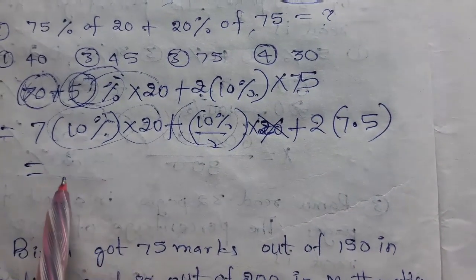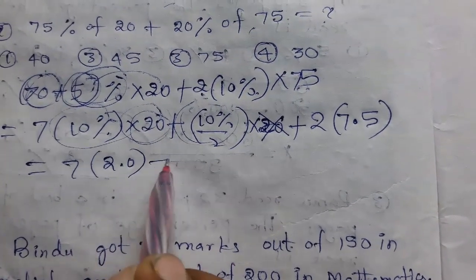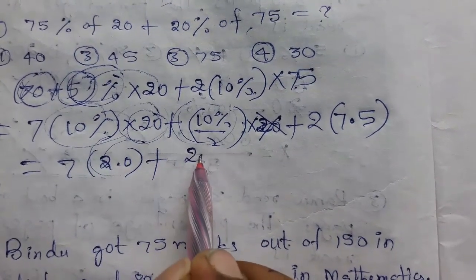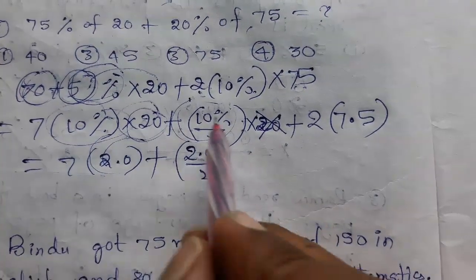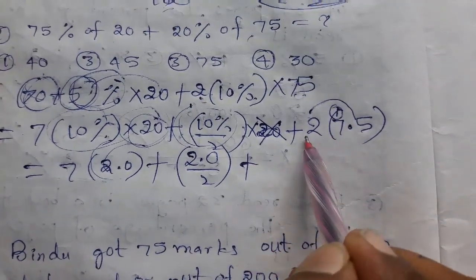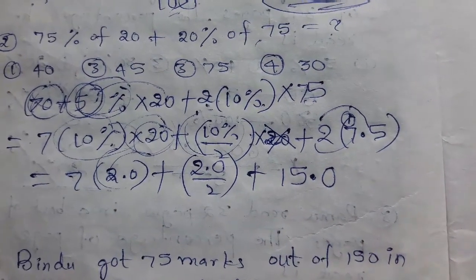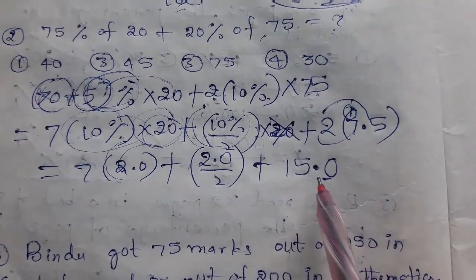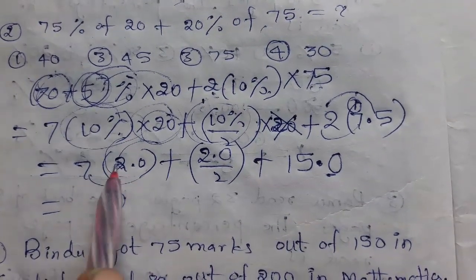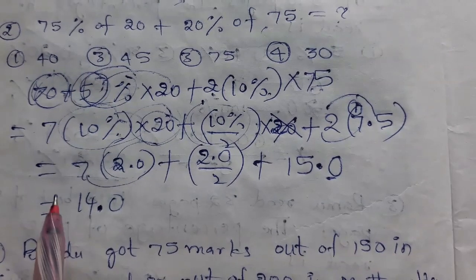Now that becomes 7 into 10% of 20, which means 2.0, plus half of 10%, that means 2.0 by 2, isn't it? What is the symbol here? Plus. Multiply this. 2 fives are 10, 0, 1 is carry. 2 sevens are 14. 14 plus 1 means 15. After the decimal there is 1 digit, so at the appropriate place we put the decimal point. Now multiply this. 7 into 0, 0. 7 twos are 14, 14.0, after the decimal point 1 digit is there.